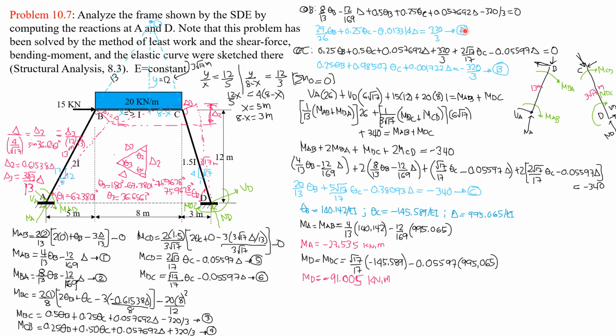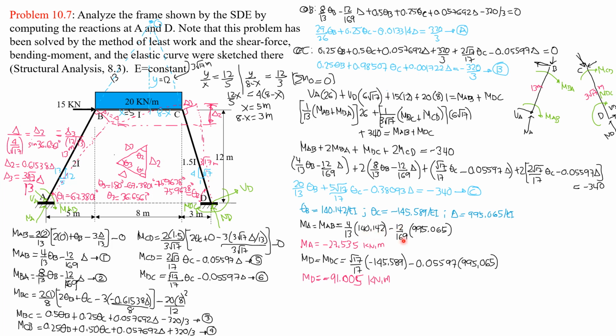We solved equations A, B, and C simultaneously, and we now get theta B 140.142 over EI, theta C negative 145.589 over EI, and delta 995.065 over EI. So finally, we can now compute moment at A and moment at D, which are our objectives for this problem, because I already presented the solution to this by method of least work and the answers are the same.